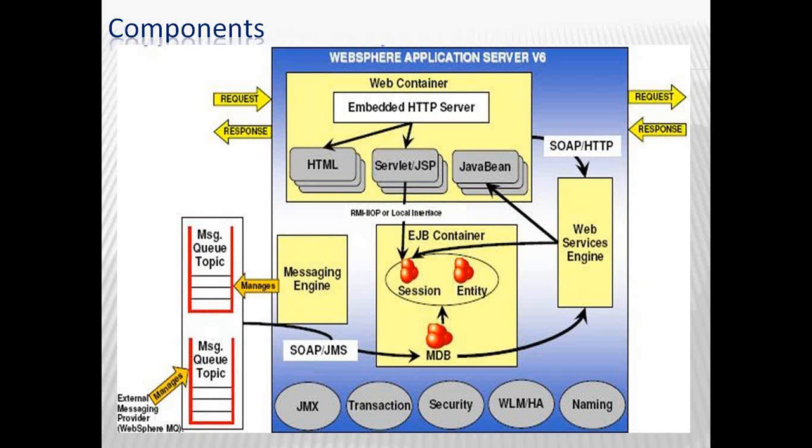Inside the web container, you have a component called EHS, the embedded HTTP server. The job of the embedded HTTP server is to accept HTTP requests. If you give http://www.bank.com, the request directly comes to EHS. It hits the web container EHS. Then it processes the request. That's it. This is how it works. Are we clear?